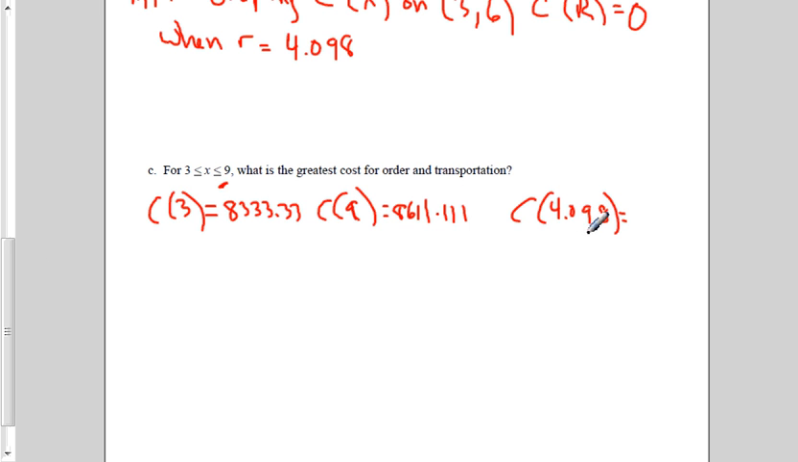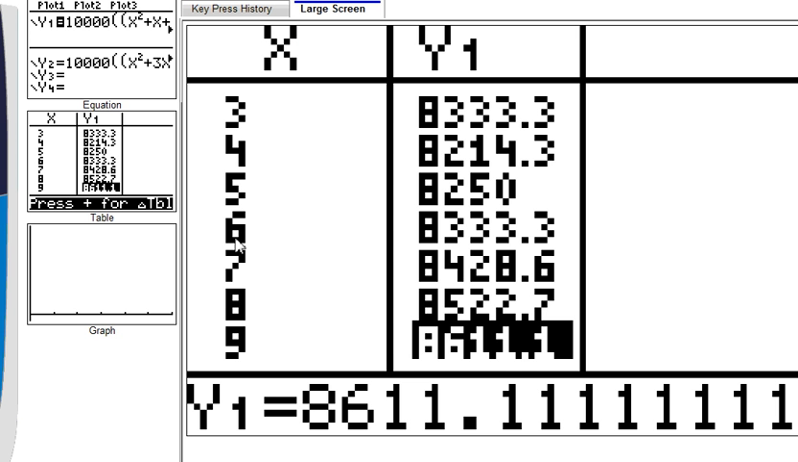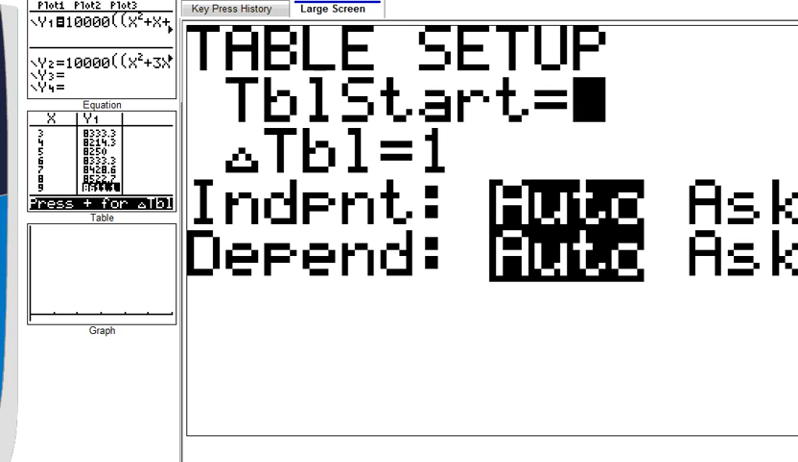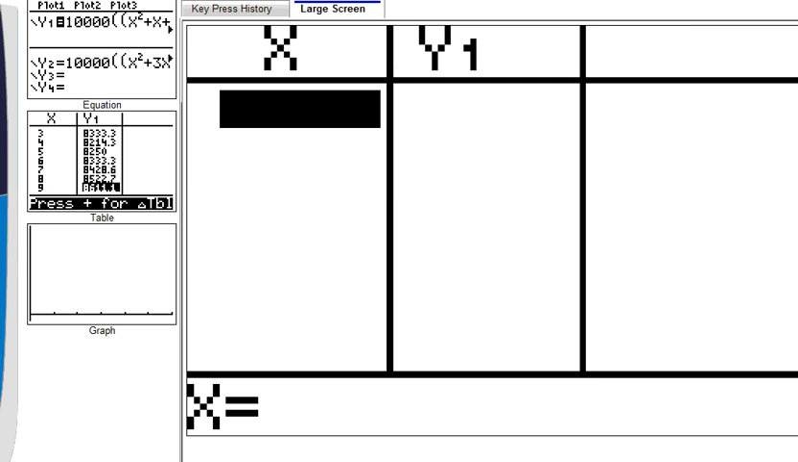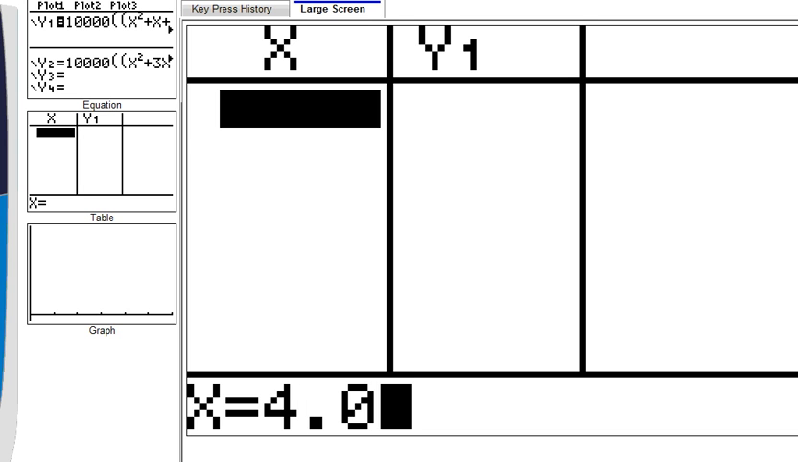And now I just need to do one more. I need to check when the derivative equals 0. Is that the absolute max? Again, greatest cost. Is that the absolute max on this closed interval? And let's find out what that value is. So let's go to the calculator, and I'm going to go to table set. Just a little bit of a shortcut here, I'm going to have it ask me. So now when I go to my table, I want to know when x is 4.098. Let me just double check to make sure that's right.